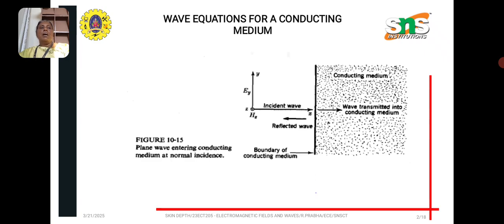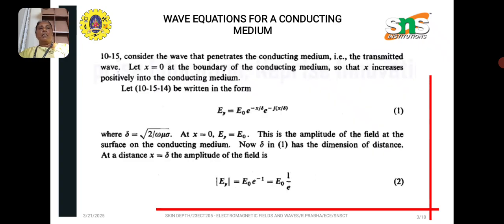and the wave is traveling in x direction, we are assuming. And on the right hand side we have the wave transmitting into the conducting medium, and on the opposite side we have the reflected wave. And the boundary of the conducting medium is given by the thick dark line. Now at x equal to 0, that is at the boundary of the conducting medium, the x value increases positively into the conducting medium. And now we are assuming the wave penetrating into the conducting medium as the transmitted wave.